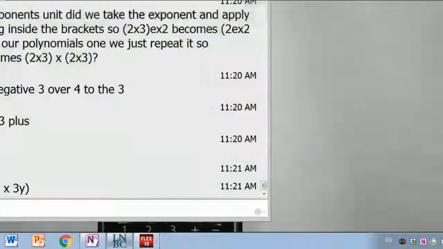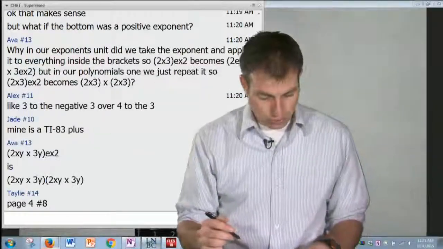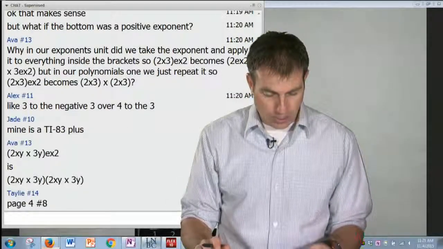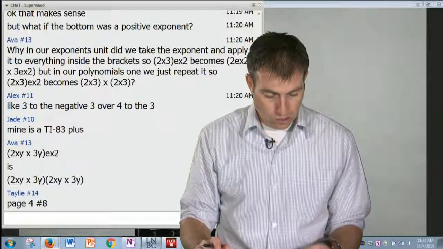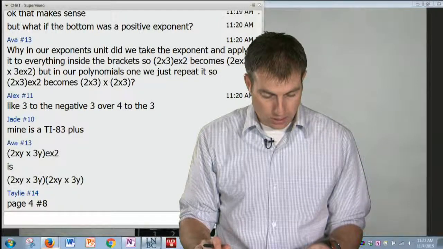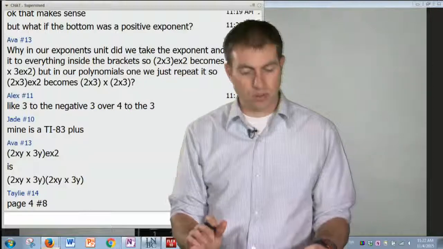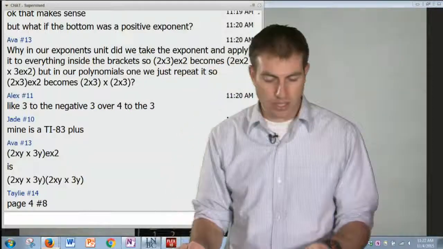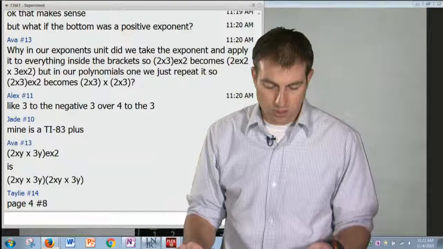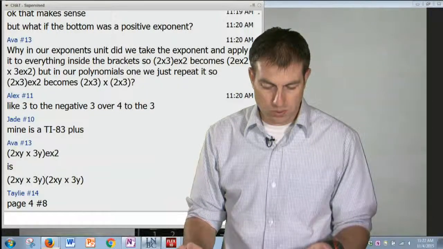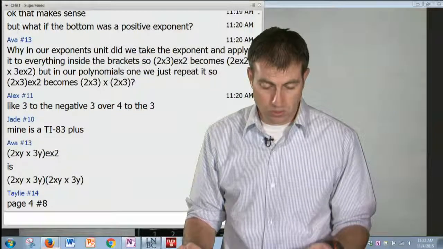Let's jump back into chat here. 3 to the negative 3/4. I did that. TI-83, Ava. Why in our exponents unit did we take the exponent and apply it to everything inside the brackets? So 2 exponent 2. But in our polynomials, we just repeat it.